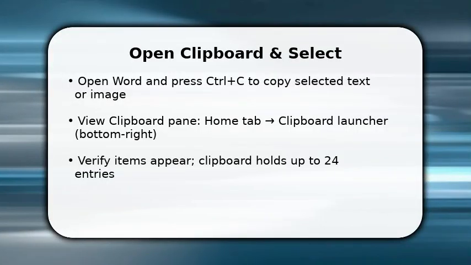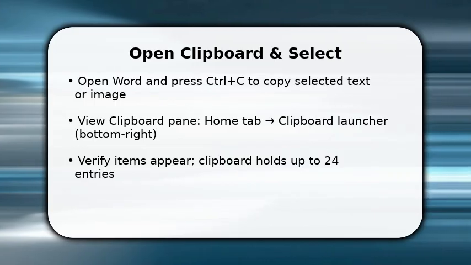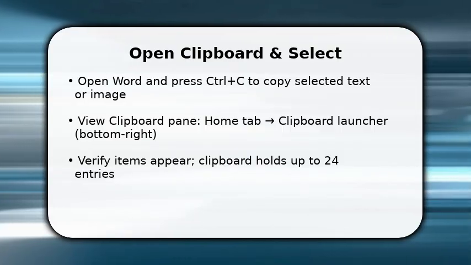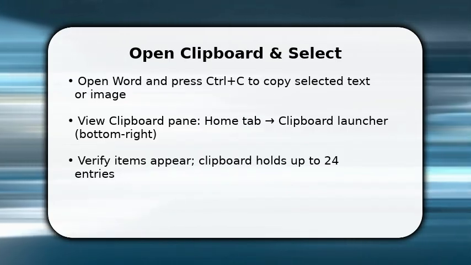You start by copying the content you need. Select text, image, or object and press Ctrl+C. Once done, open the clipboard pane from the Home tab by clicking the small launcher in the clipboard group. You'll see up to 24 entries listed. This lets you pick and paste previous copies.